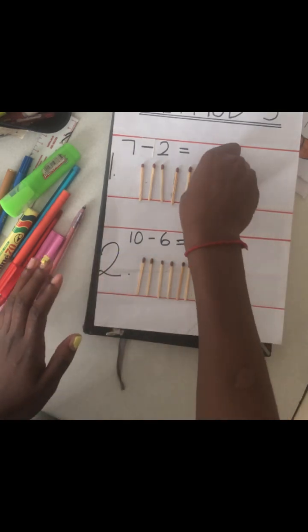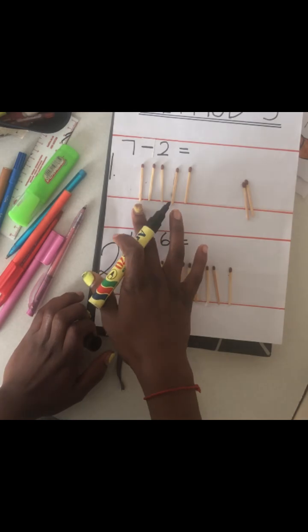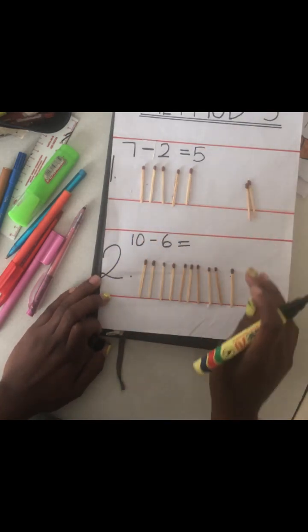So 7 sticks. When we remove these 2 sticks, we remain with what? 1, 2, 3, 4, 5. We remain with 5 sticks, right?